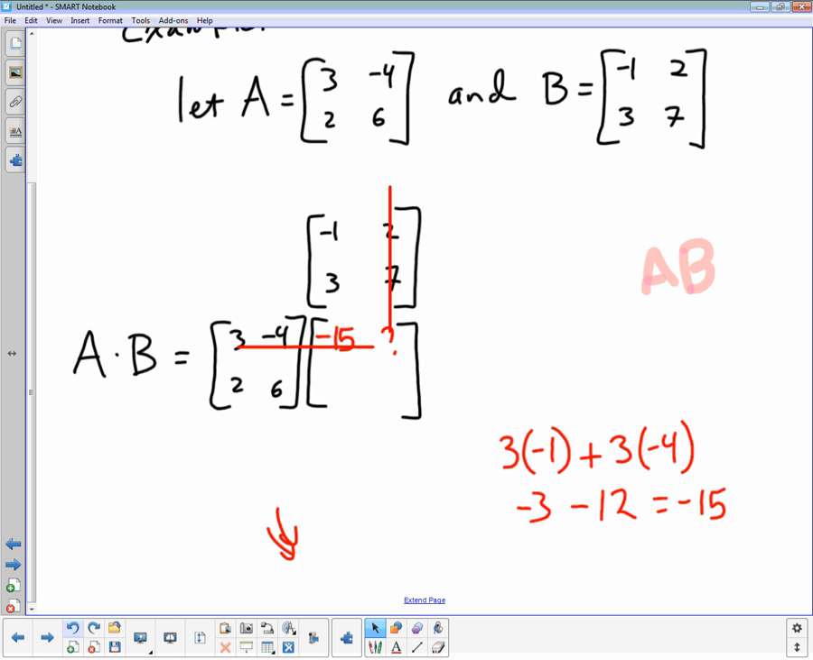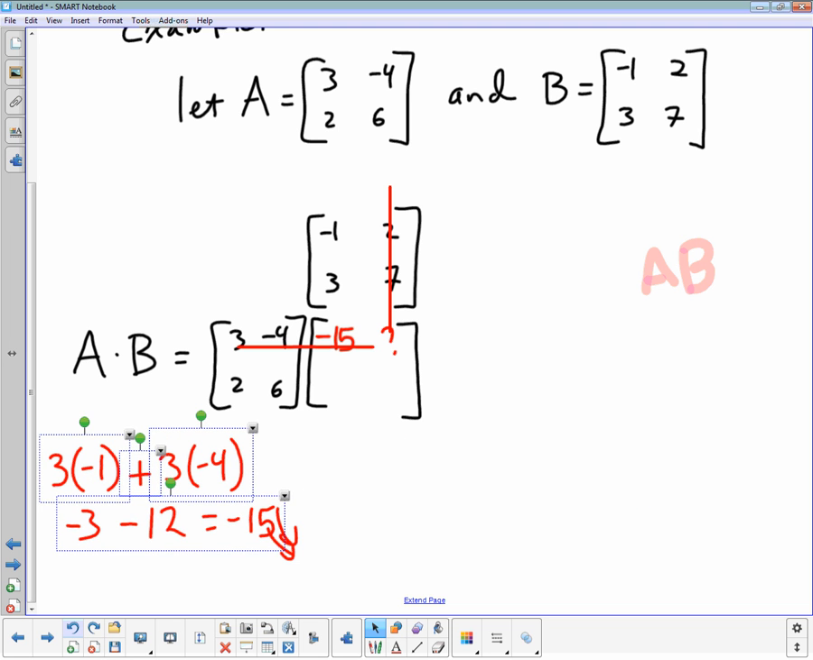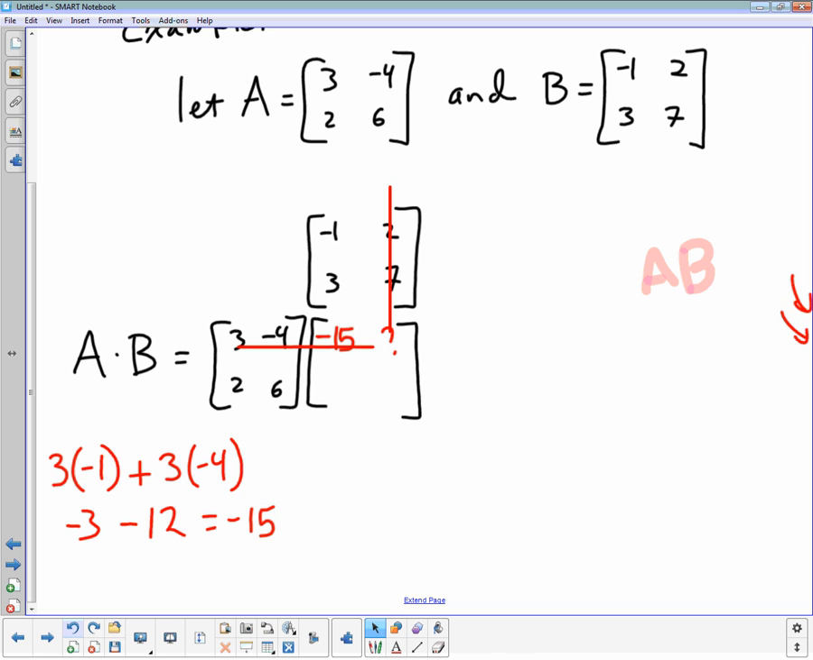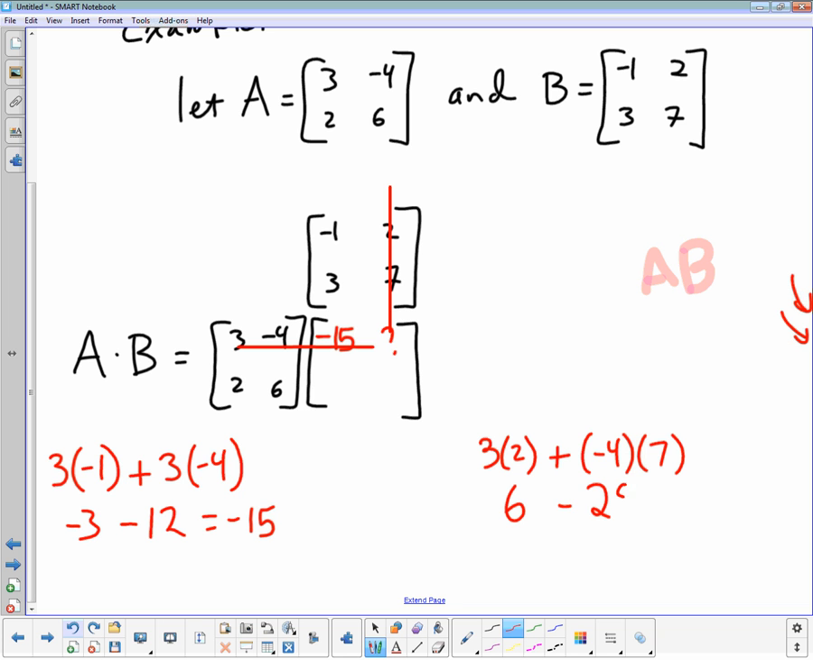Who thinks they know what it is? What do you think? That's what I got too. To get that number, he did and I did as well: 3 times 2, and then negative 4 times 7. So 6 minus 28 equaled negative 22. That's how that number was created.